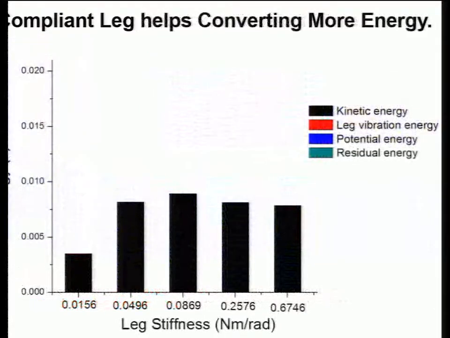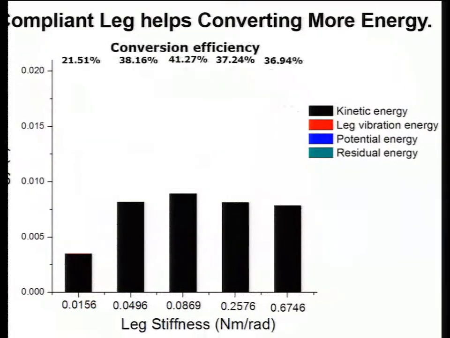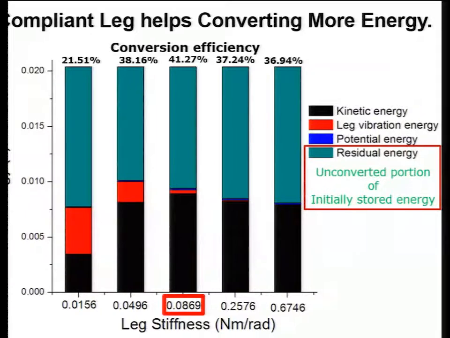And the second, this graph shows the energy distribution at takeoff. The kinetic energy and the conversion efficiency are maximized in this case. And if we take a look at the residual energy, which is the unconverted portion of initially stored energy, as you see, the optimal case converts more energy compared with the rigid cases. And this tells us that the robots can use a larger portion of energy, although it consumes the energy as a leg vibration. Thank you.